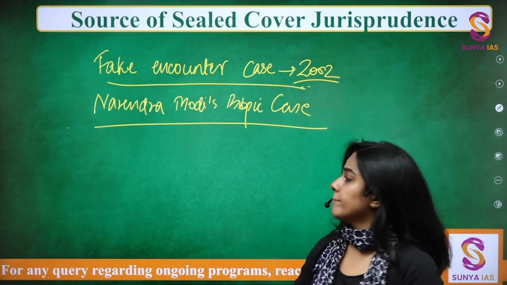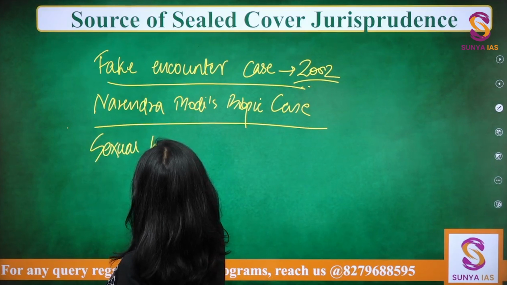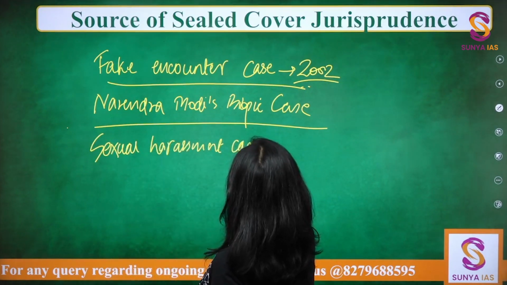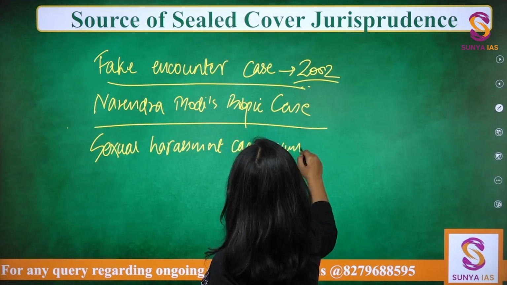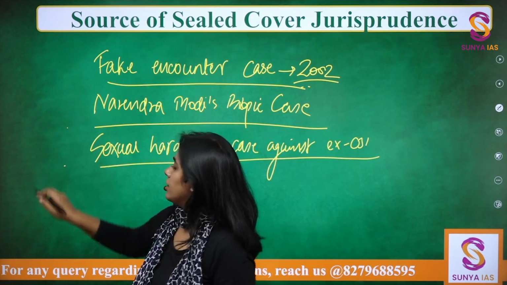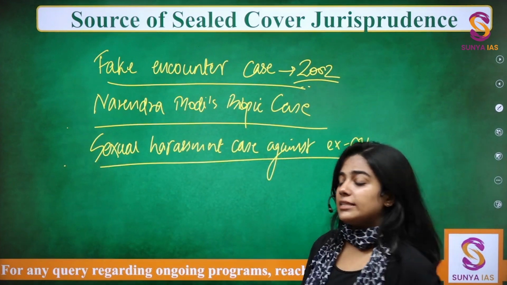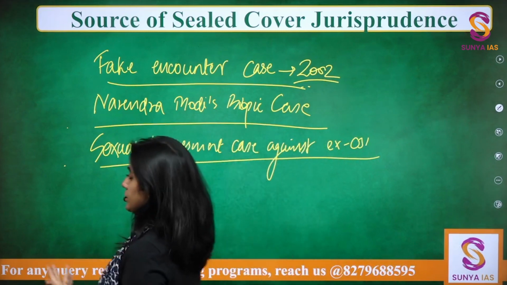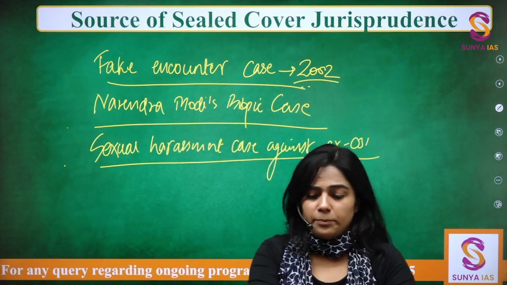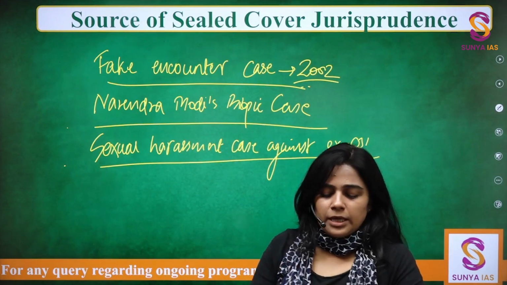Then the sexual harassment case against the ex-CJI. In this also there were some details that were required and they were given in sealed cover, and you don't need to write the name. The name was of course Ranjan Gogoi, you all know that, but you don't need to write that name in your paper.